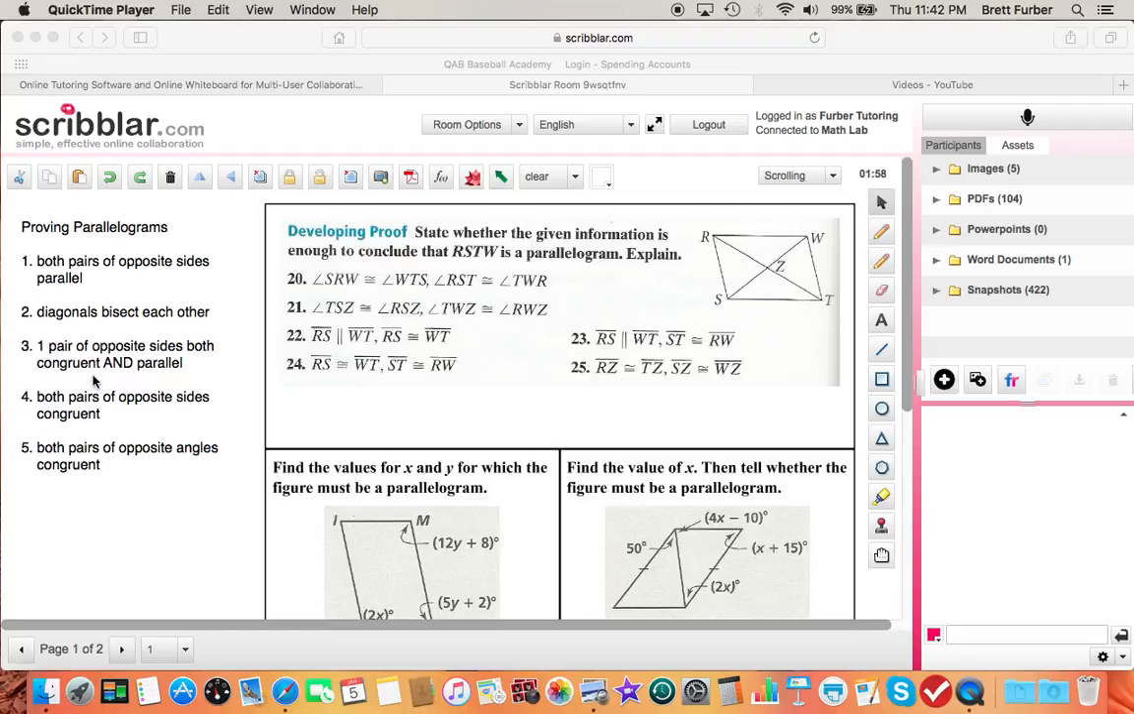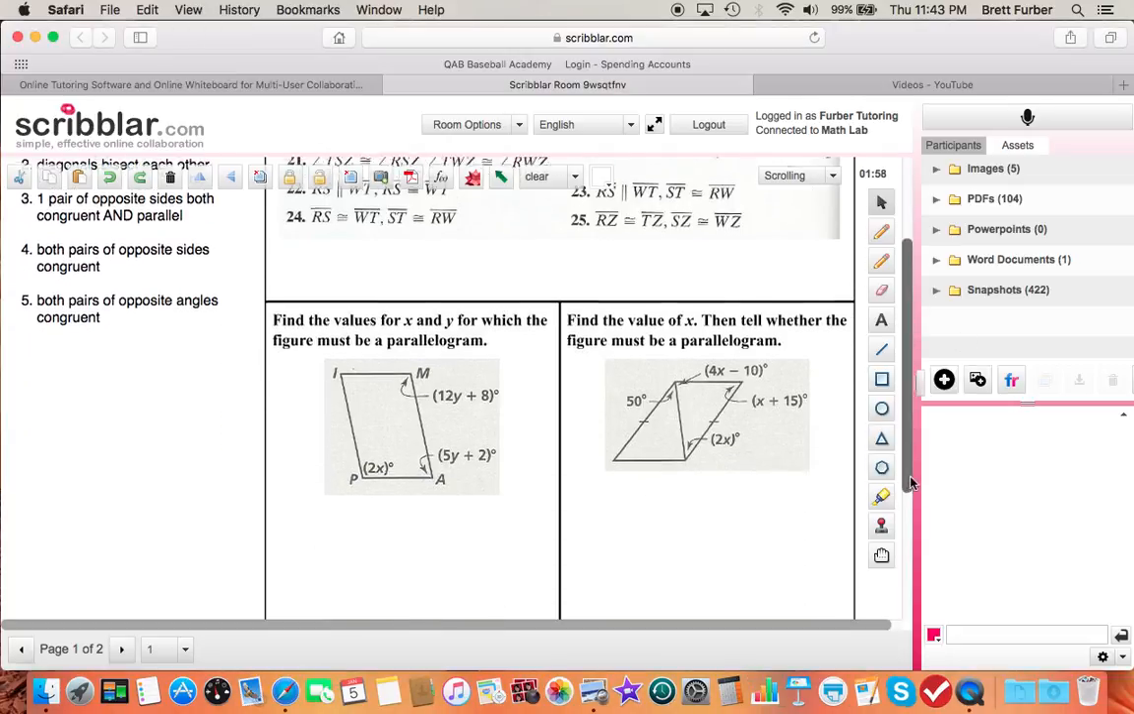If we have one pair of opposite sides and that same pair are both congruent and parallel, then it is a parallelogram. And then number 4, if both pairs of opposite sides are congruent, or number 5, both pairs of opposite angles congruent. Those are all ways that we can prove that a quadrilateral is a parallelogram. So one part of your homework is going to have something similar to this on it, and this actually is the notes on page 73, so you can fill these in your notes.